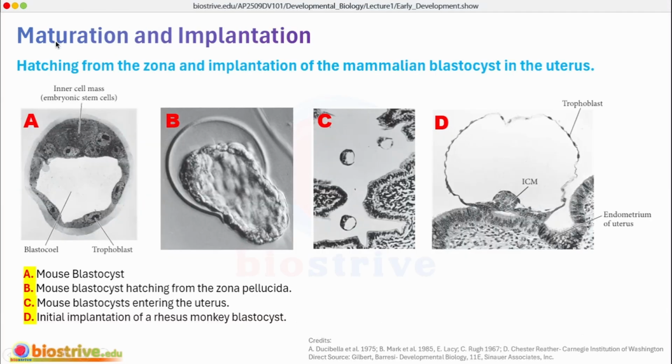You can see this figure A shows a mature mouse blastocyst. The zona pellucida is still present. There is the outer trophectoderm, there is the inner cell mass, and there is a large blastocoel cavity, which shows that this is the late blastula stage. And due to the internal pressure, some enzymatic activity, and hormonal action, there will be breakage of this zona pellucida, and this blastocyst will escape the zona pellucida layer.